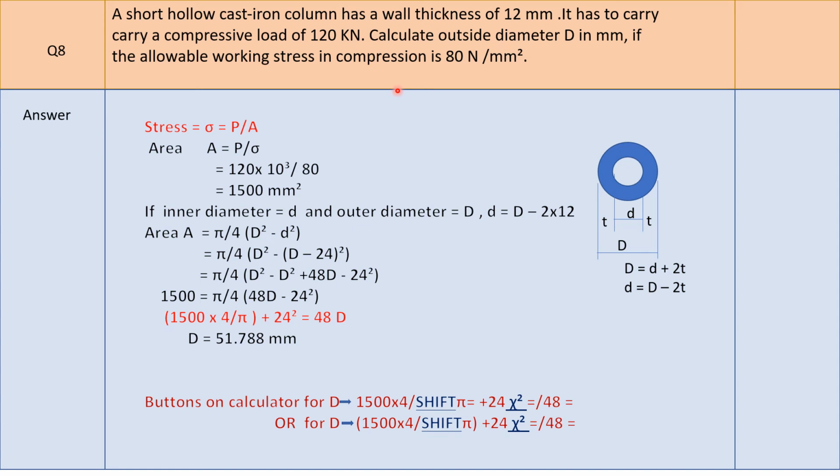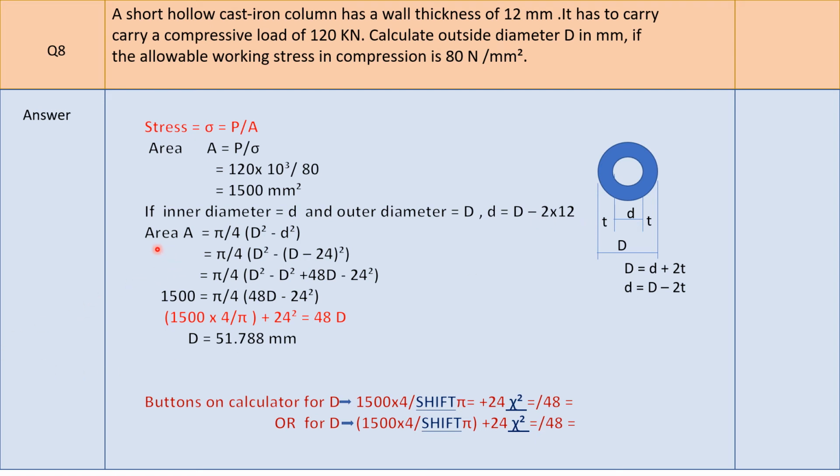Now the section is hollow, so this is a hollow cross section. Let the inside diameter be small d, outside diameter capital D, and the thickness T, which I'm showing here. So capital D is equal to small d plus 2t. If I write it as small d, it becomes D minus 2t. So if the inner diameter is small d and the outer diameter is capital D, then small d is equal to capital D minus 2 into the thickness, which is 12, so 2 into 12, that is 24.